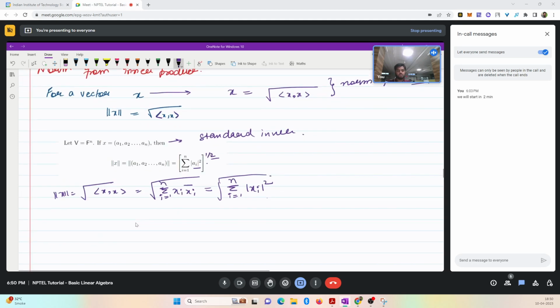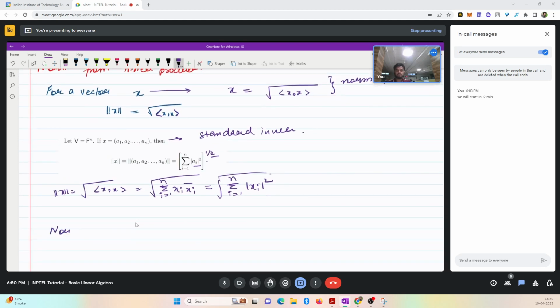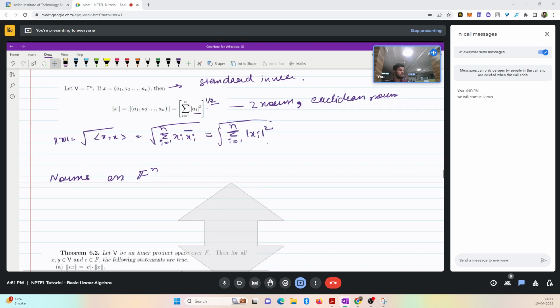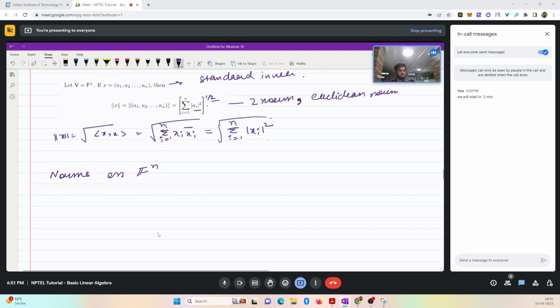Now I'd like to mention a few more norms on Fn. This is something that is called the 2 norm or the Euclidean norm. If you read, many people will say this as a Euclidean norm. So whatever geometry we studied in our schools that was related to length or angles, that geometry is called Euclidean geometry. We have more forms of geometry; if you go for higher education mathematics, then you'll encounter more forms of geometry. Now talking about norms, this is called the 2 norm.